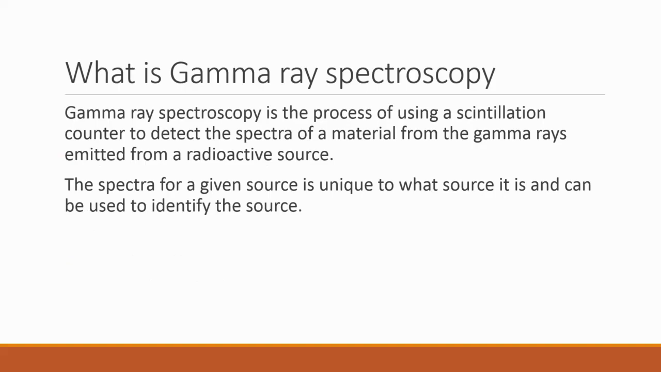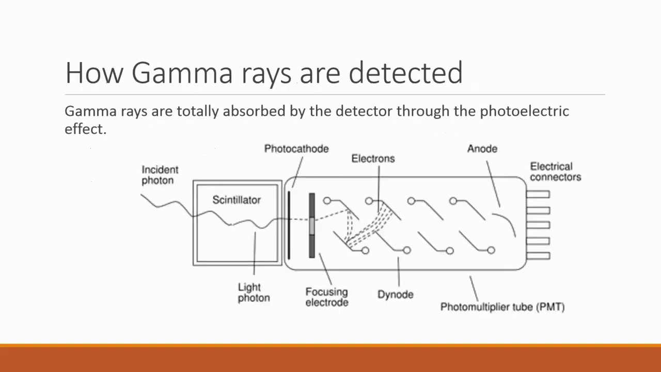What actually is gamma ray spectroscopy? Gamma ray spectroscopy is the process of using a scintillation counter to detect the spectra of a material from the gamma rays emitted from a radioactive source. We can plot the number of gamma rays detected against the energy they're detected at to produce a spectra. The spectra for a given source is unique to what that source is and is used to identify it.